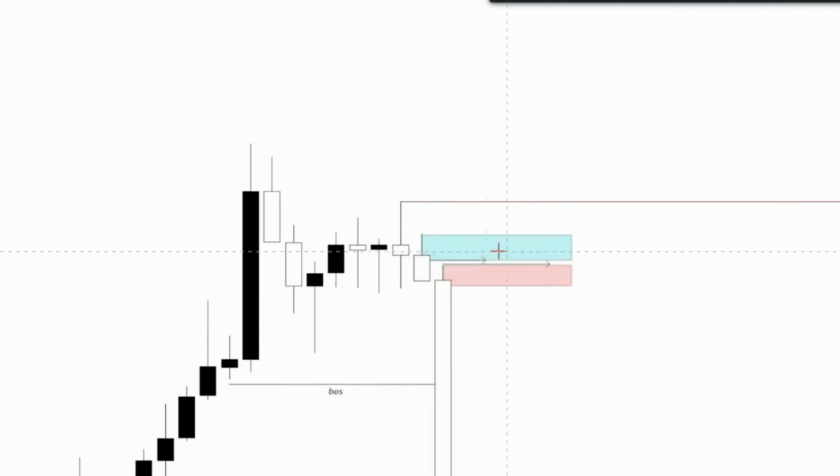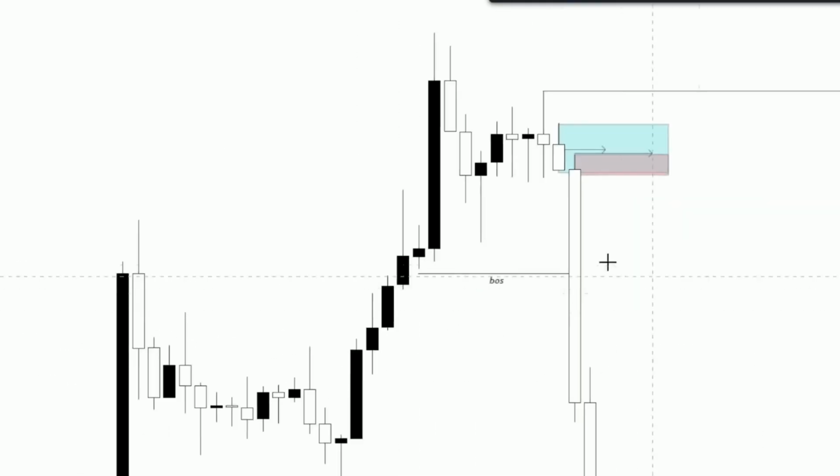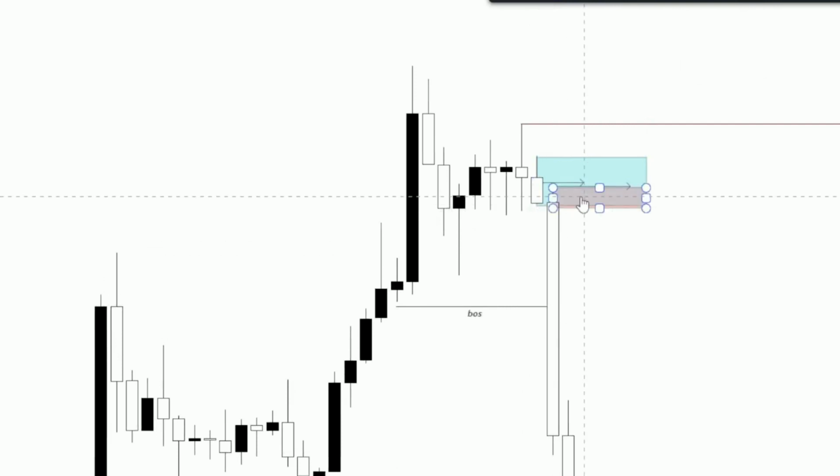Okay, refining it furthermore, this is completely our SND. This was the last unmitigated candle that caused this break of structure. If I refine this, we call this an advanced SND.